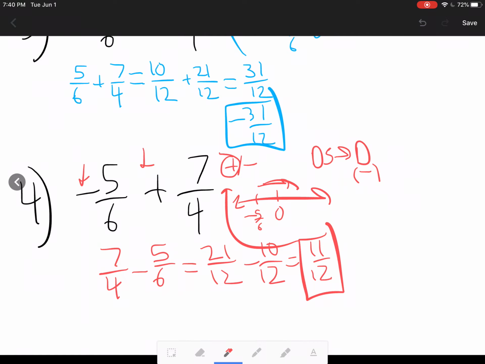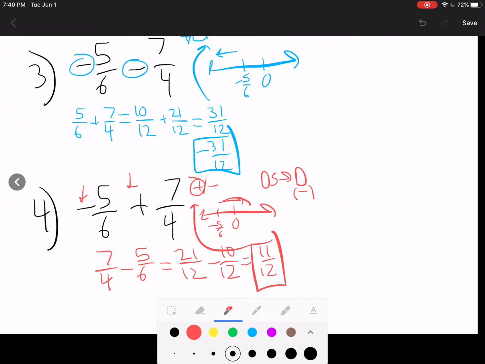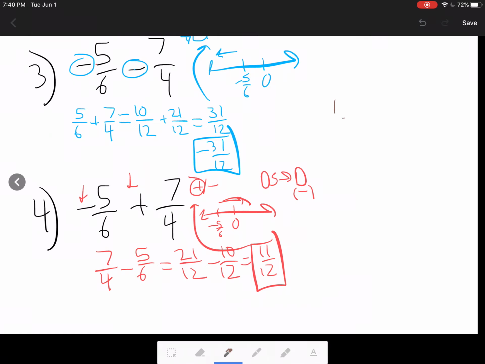Now, I won't do an example of it, but just to point it out, if we had a problem that was something like 1/3 minus 2/5 plus 5/6, what we would do is focus on two of them at one time and then move on to the third one after that. So it's all about working two at a time from left to right.